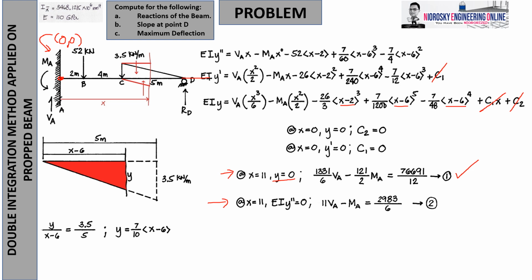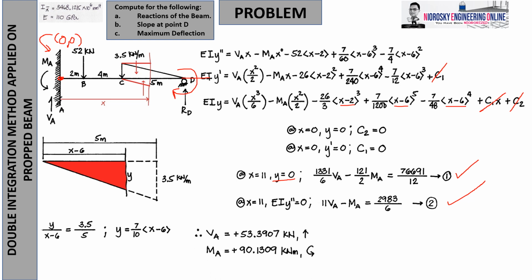So, the moment at point D, dahil wala kang overhang load dyan or moment na umikot dyan, so EIY double prime is 0. So, therefore, at x is 11, so replacing x, titingnan ka sa first equation natin dito. So, para ka nag-statics na lang dyan, in short, so then you can have your second set of equation. Now, using two equations to two unknowns, then you will get the following.